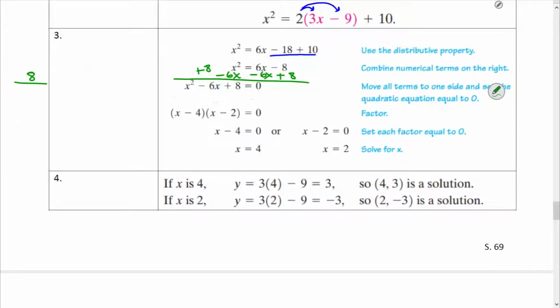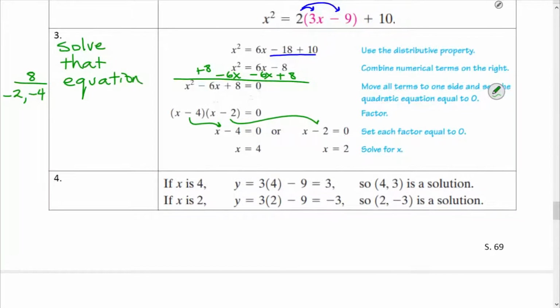Well, it's a positive 8, so the numbers are either both positive or both negative. In this case, they add to be negative 6, so they must both be negative. I think it's negative 2 and negative 4. Okay, so I factor this into this binomial. Okay, and then I use the zero product property and put each factor equal to 0 and solve. Okay, so this step, step 3, is to solve that equation.